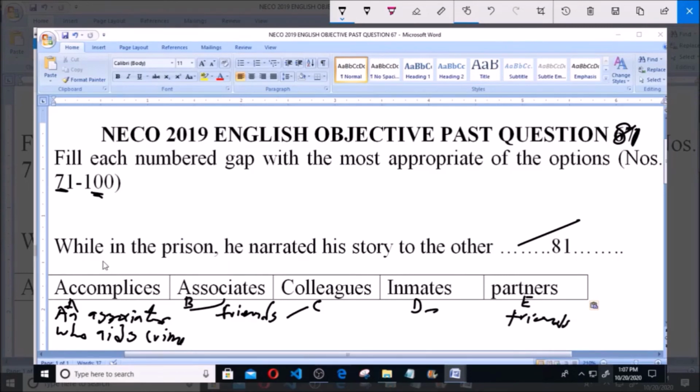And that's why the statement here says, while in the prison, he narrated his story to the other inmates. So option D is correct.